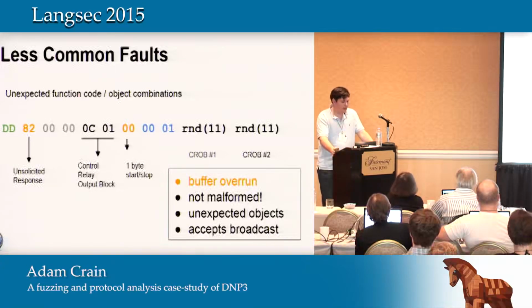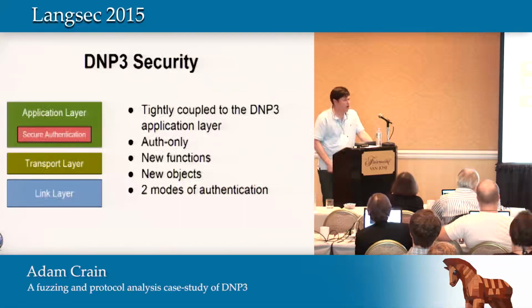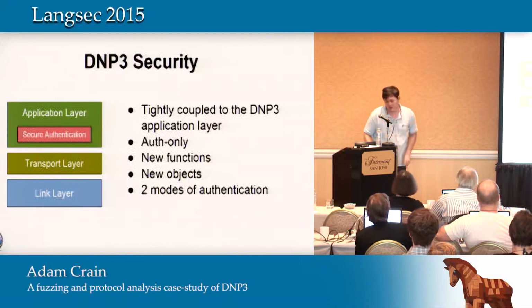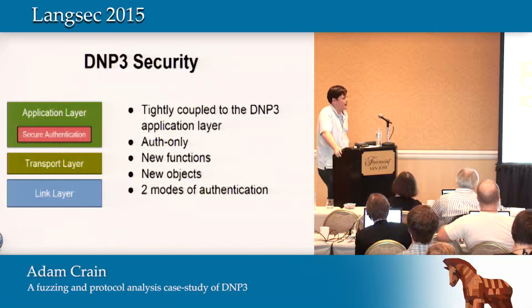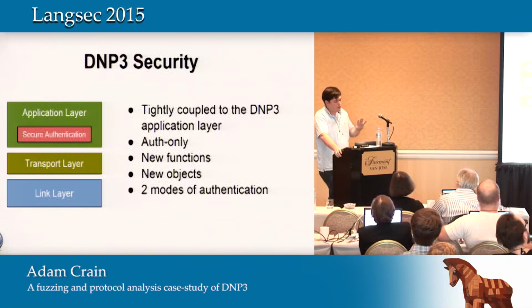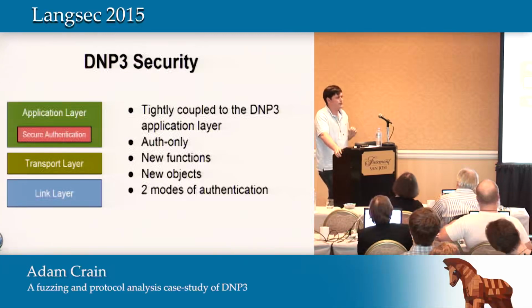So a lot of people said, so what? This is an unauthenticated protocol, right? What's the point of fuzzing something that has no auth? You can just trip and close the breakers. Well, the committee since 2007 that designs this protocol has been adding security into this protocol. So not on top of, but actually into the application layer itself. And it's really tightly coupled to the application layer. They've invented new function codes, new objects, new state machines, and they have two modes of authentication and some really cute things for saving bandwidth.